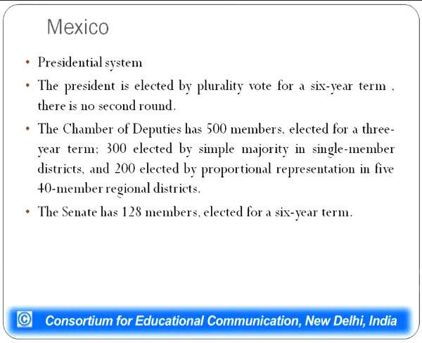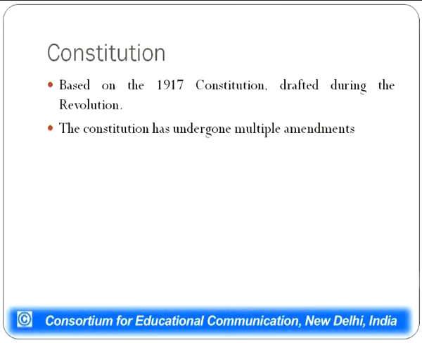So the Senate is more secure and more powerful, and the longer term ensures that policies are made for a longish period. But the other way around, corruption gets more entrenched if you have a longer term. If you look at the Constitution, as I told you, it was written between 1910 and 1920, the period of revolution. This 1917 Constitution has undergone multiple amendments. There have been so many amendments because it is an evolving economy and evolving polity.